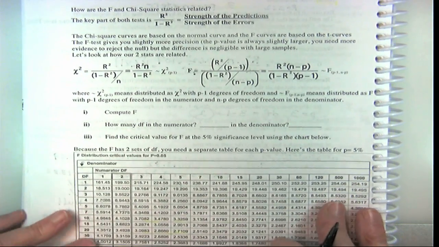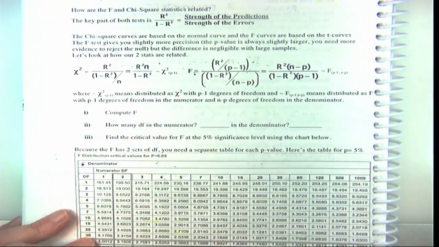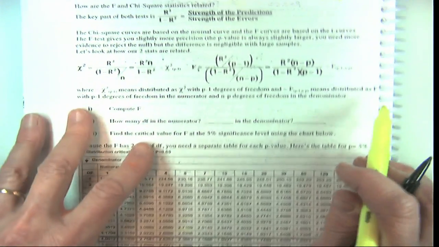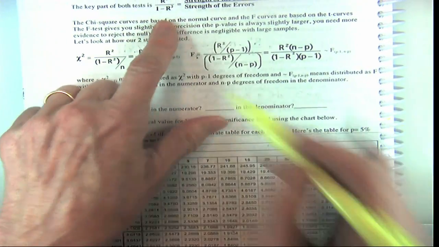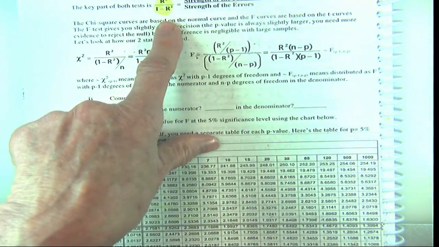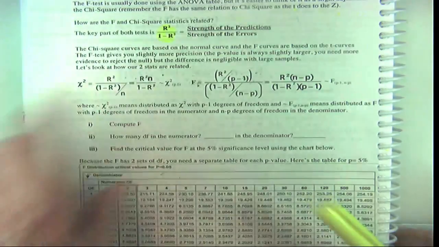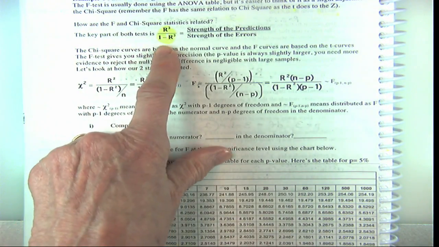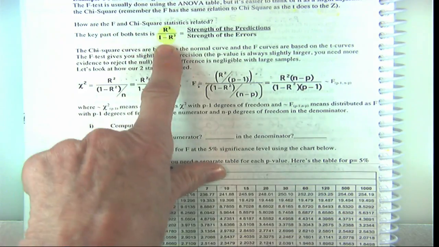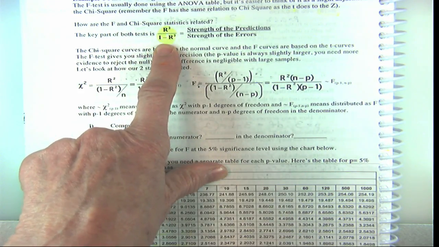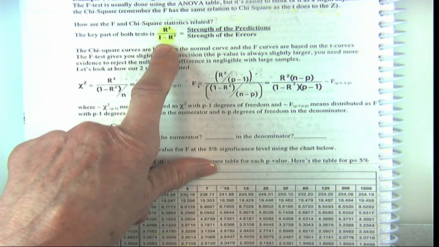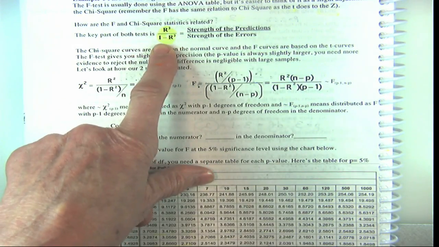Okay, so now we're going to do the whole exact same thing, and this time we're using the F-test. Now, with the F, they're the same. This is the key part of both. That's in both, and that's the correlation coefficient. So that's the strength of the predictions, and that's the strength of the errors. And that ratio, the bigger that is, the more evidence you have that your model makes good predictions and that you're going to reject the null.